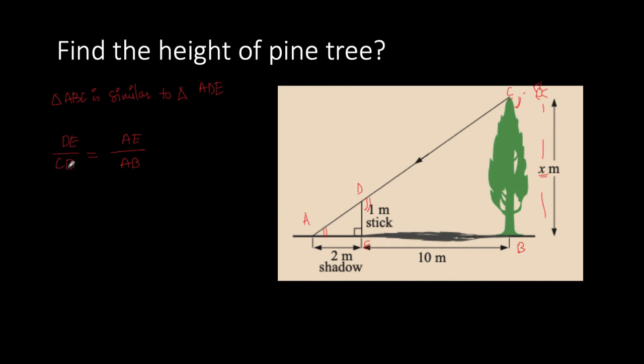Now DE, what is the length of DE? That is 1. What is the length of CB? That is unknown to us, that is X. Now what is the length of AB? AB is 12, sorry, AE is 2, this is 12. X can be written as 12 over 2, so X is equal to 6 meters. So the height of this tree is 6 meters. So 6 meters is the height.